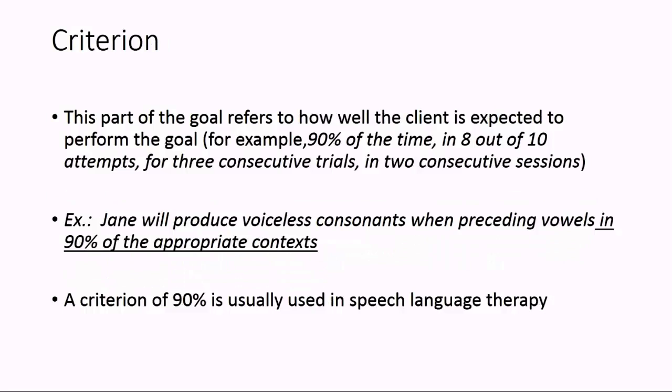And then the criterion. This part of the goal refers to how well the client is expected to perform the goal. For example, 90% of the time, 8 out of 10 attempts for 3 consecutive trials in 2 consecutive sessions. Jane will produce voiceless consonants when preceding vowels in 90% of the appropriate contexts. Criterion of 90% is usually used in speech and language therapy.